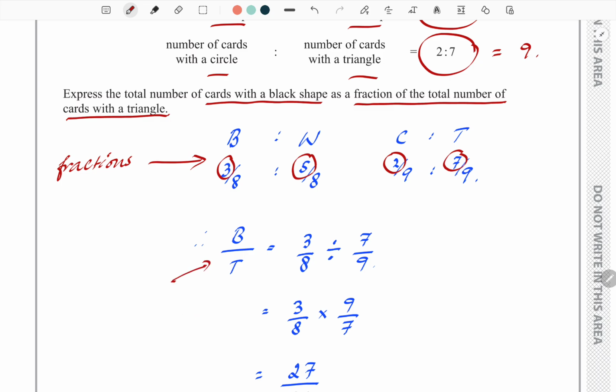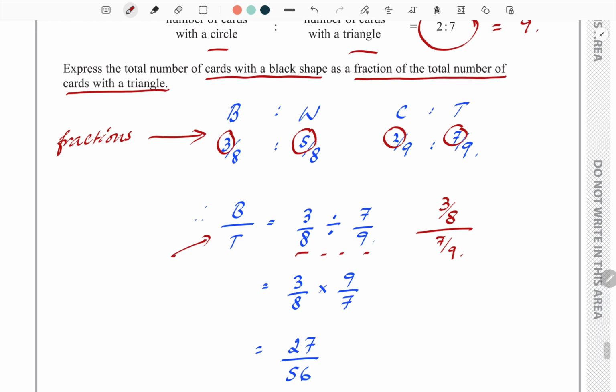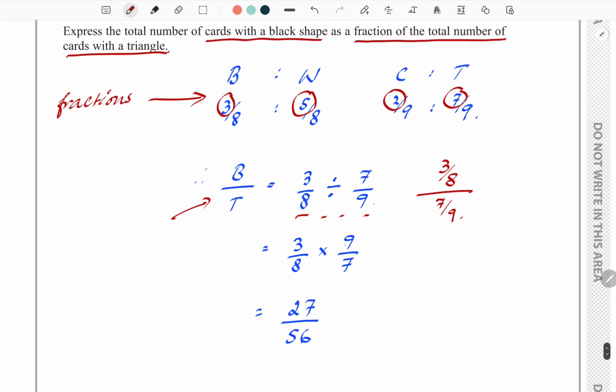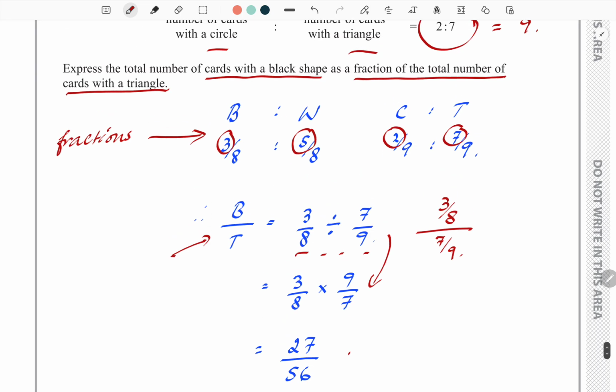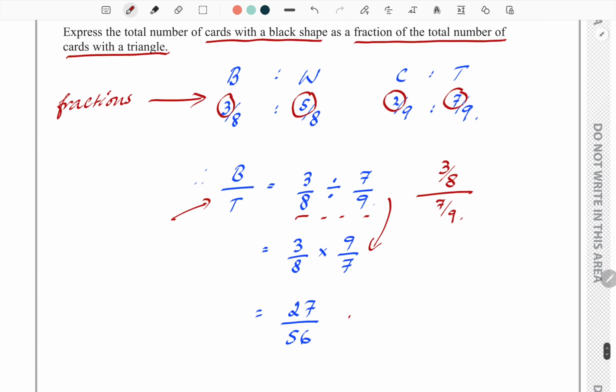Okay, so all we want is 3/8 divided by 7/9. All right, and that's written there. You remember that when you divide fractions, you flip the second fraction and you change the sign to a times. All right, that's all we've done here. Okay, 3 times 9, 27, and 8 times 7, 56. There we go, done. All right, so it's not as complicated a question as it first might appear.